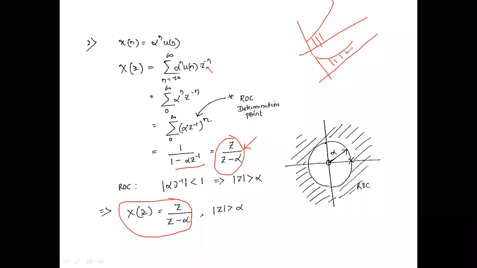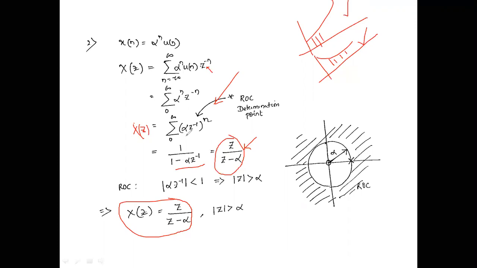Here is the expression. So how do we determine the ROC? The ROC is not determined from the answer, but from the summation. The requirement is, if this particular term in the bracket is less than 1, then this infinite summation converges. If this number is greater than 1, then the infinite summation diverges.